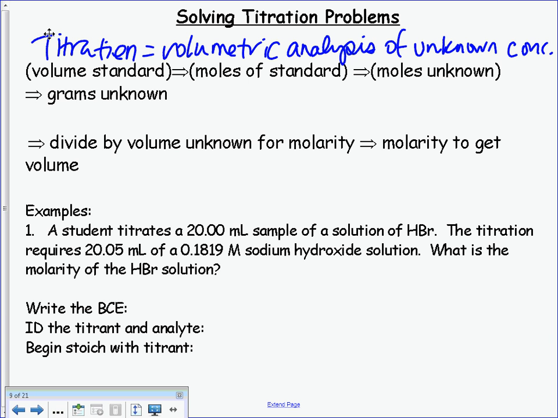And I'll tell you what the standard and unknown thing is in a second. Volumetric analysis.